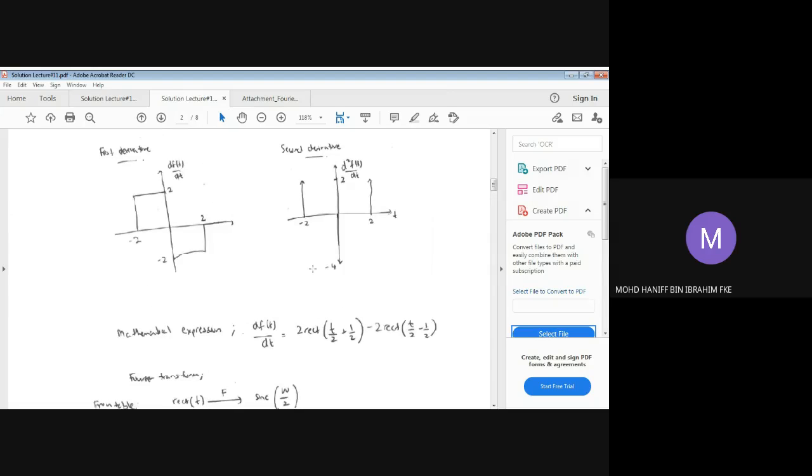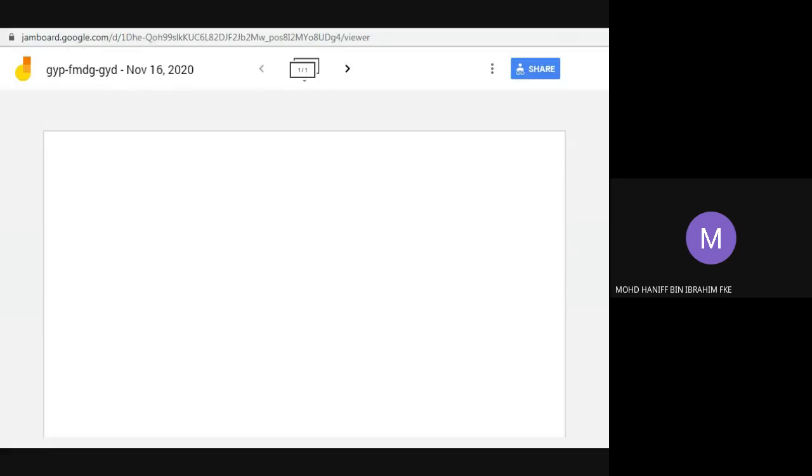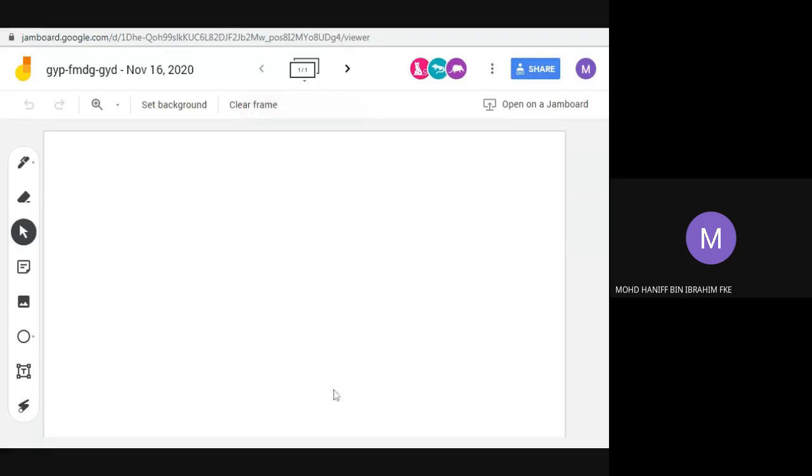There should be another method, which is to use the signal transformation straight away, based on our properties just now. I'm going to sketch the answer by using a Jamboard. Then I'm going to share the Jamboard with you. You can see the Jamboard clearly?